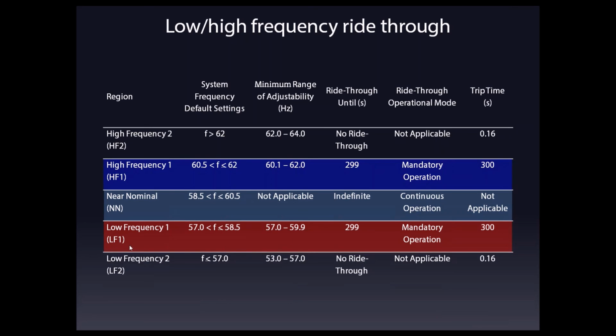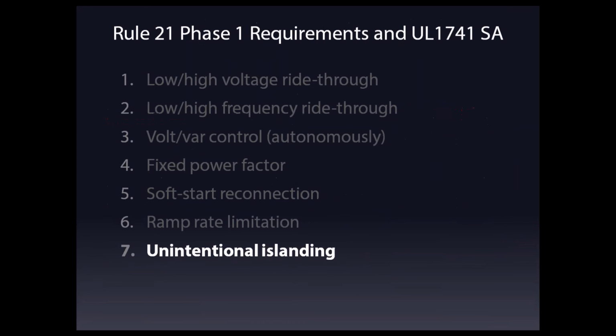Similarly, low frequency ride-through 1, we have to provide mandatory operation, again for 299 seconds. We have to ride through this event and not disconnect, not to jeopardize the grid. And then if it maintains for longer than 299 seconds, then again we have to disconnect. So setting up the project for low frequency, high frequency ride-through is very similar to the LVRT, so we're just not going to do it here. We're going to skip immediately to something which is really interesting and really nice, unintentional islanding.